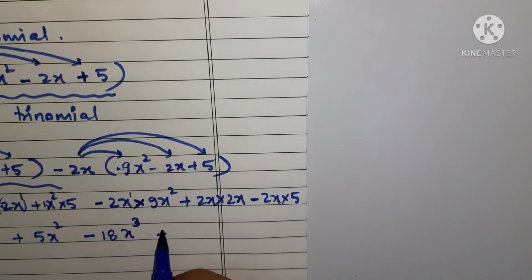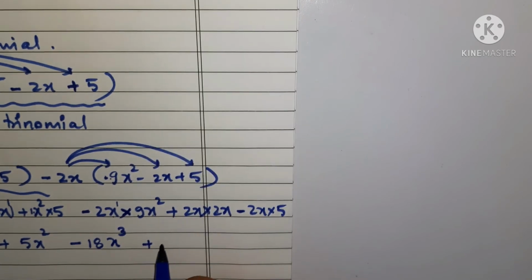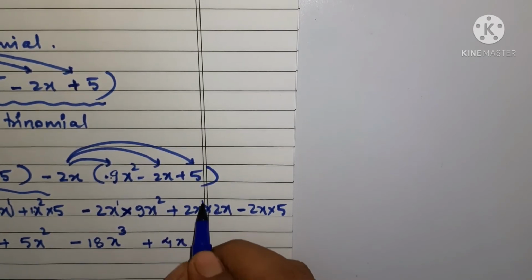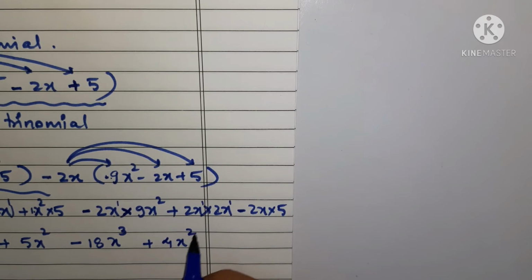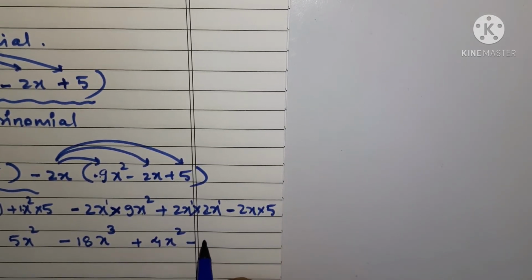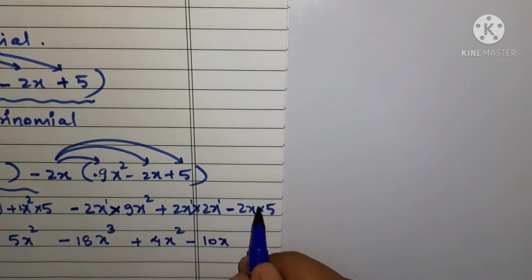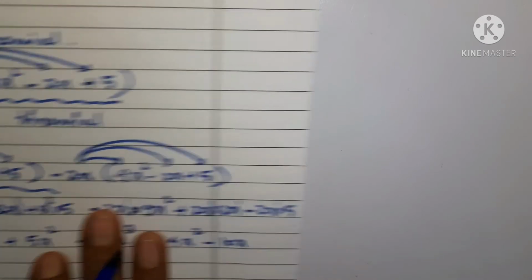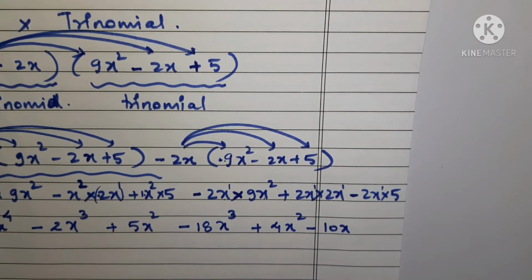Here what will come? 2 into 2, 4. X to the power, this is 1, this is 1. 1 plus 1, 2. Okay. Next, here 5 into 2 will give you what? 10 and x, because only one x is there, no other x is there, so it will be this much only, right? Now we will bring the like terms together.